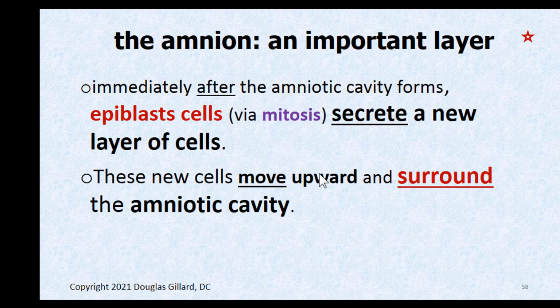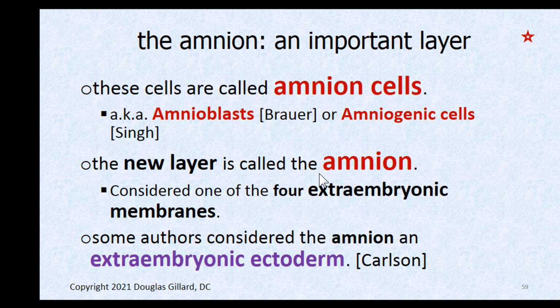That's called simply the amnion. The amnion walls off the amniotic cavity. So that's pretty easy. These amnion cells, in Europe they call them amnioblasts or amniogenic cells. We call them amnion cells, about the same thing. It is a very important layer. It's considered one of the extraembryonic membranes. I don't think that's terribly important though. Some authors, not for our boards, consider it extraembryonic mesoderm or ectoderm, which will make sense to you later on.